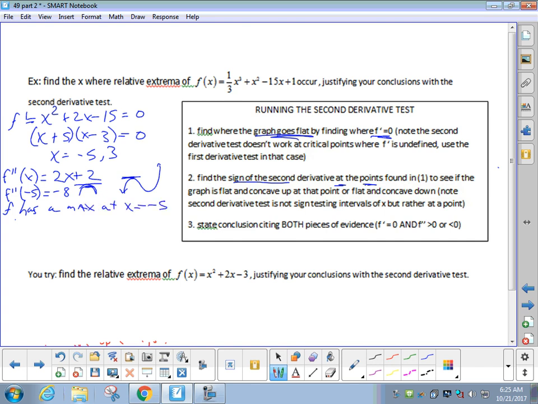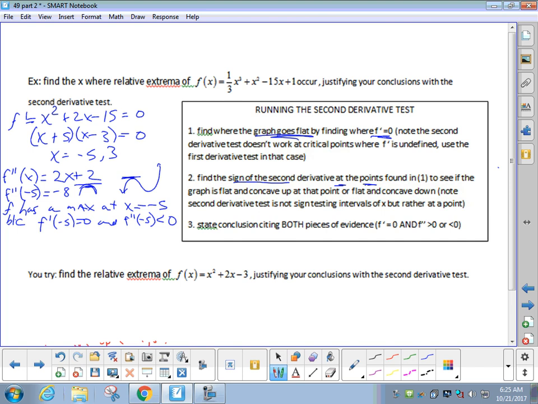Now notice I'm just saying the x value because of the question. The question says find the x value. So I'm just going with the x. I don't need the y value. F has a max at x equal -5 because f prime at -5 is 0, and f double prime at -5 is less than 0, or negative. That's how the second derivative test reads. That's the evidence I should cite, citing that I'm satisfying the theorem.